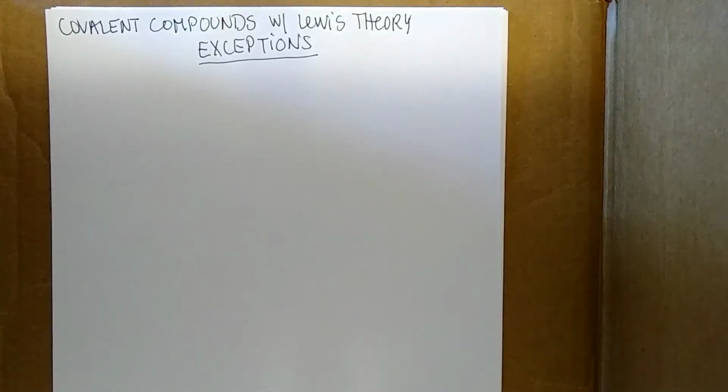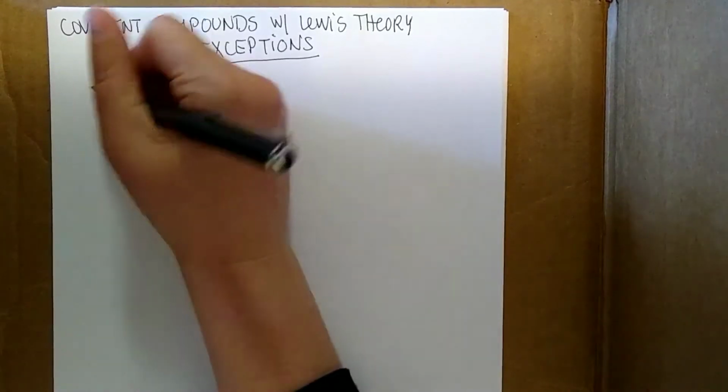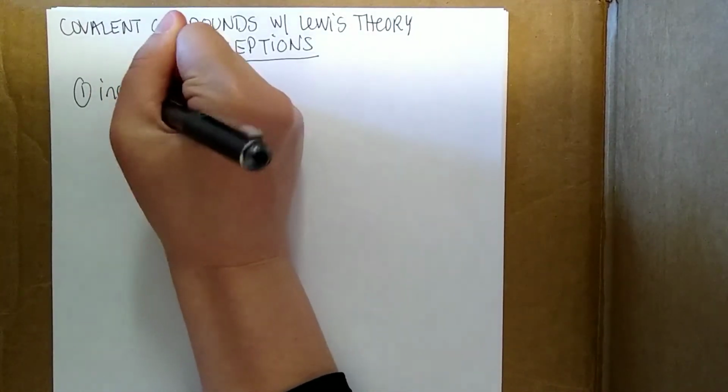Okay, so the last thing I want to talk about for today is the idea of these exceptions to Lewis theory that I've kind of alluded to before. There are a couple different scenarios we have to keep in mind when we're trying to draw a Lewis structure. The first thing I want to talk about is incomplete octets.